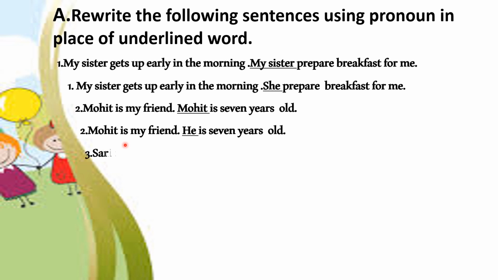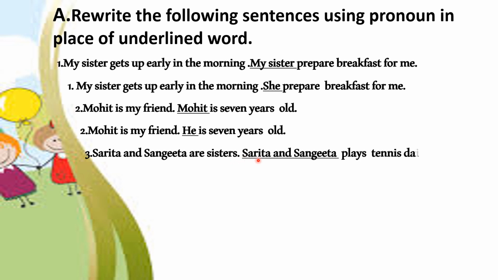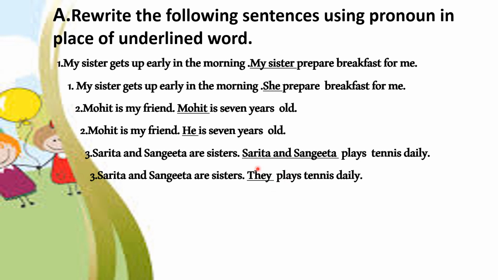Next. Sarita and Sangeeta are sisters. Sarita and Sangeeta play tennis daily. We have to replace the words Sarita and Sangeeta. Here two are there, that means plural form is there. Let's see the answer now. Sarita and Sangeeta are sisters. They play tennis daily. As we are talking about Sarita and Sangeeta, we will use they in place of Sarita and Sangeeta.